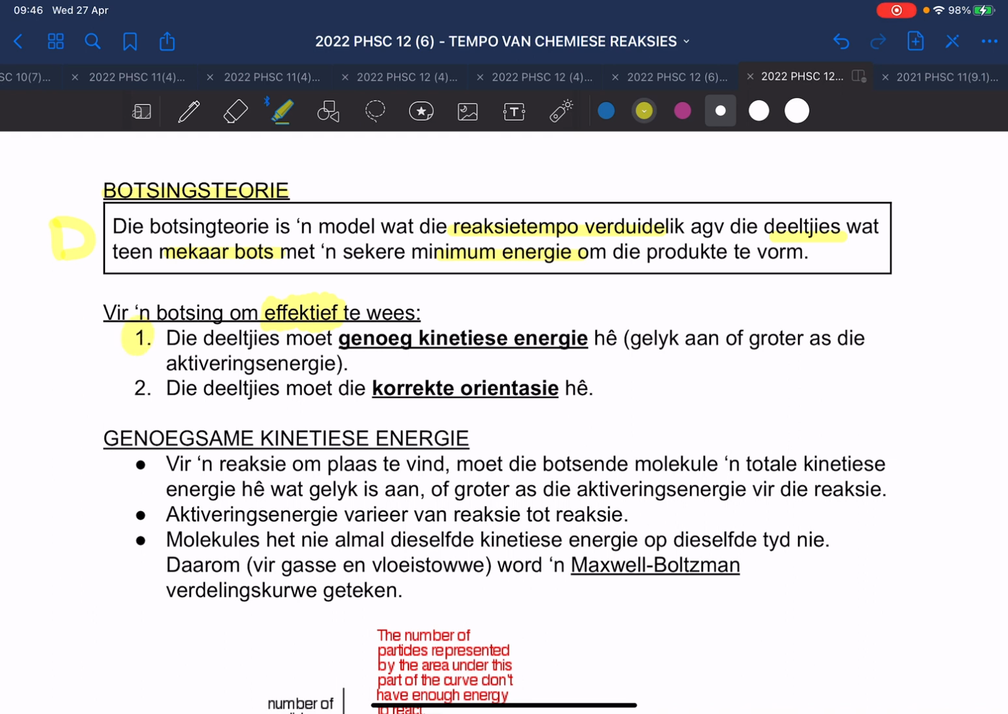First of all, the particles must have sufficient kinetic energy. Not net kinetic energy, sufficient, enough kinetic energy. And what does enough kinetic energy mean? It means greater than or equal to the activation energy. Groter of gelyk aan die aktiveringsenergie.